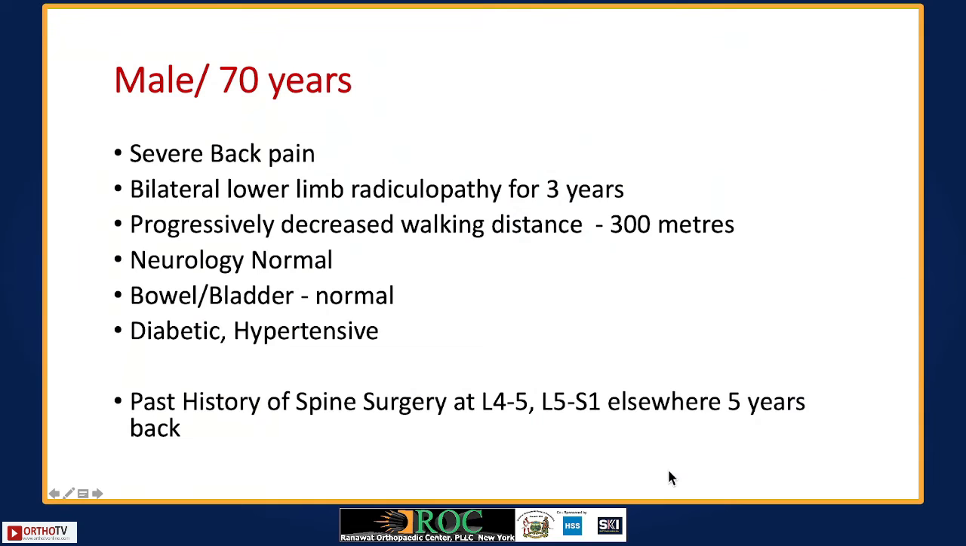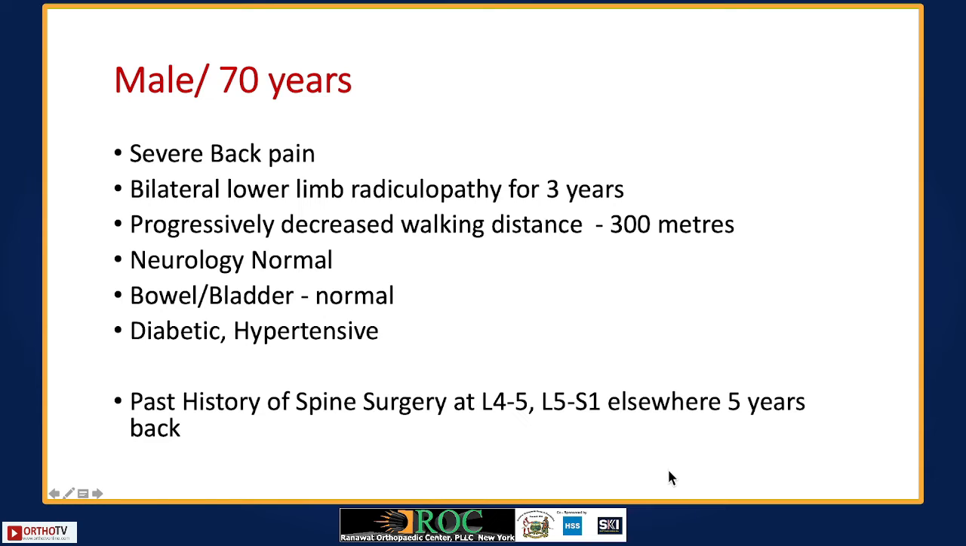I'm going to be presenting a case on a degenerative lumbar kyphosis. Going straight to the case, it was a male, 70 years of age. He presented with severe back pain for the last 6 months. The back pain was there before that, but not so severe; in the last few months it had become quite severe.